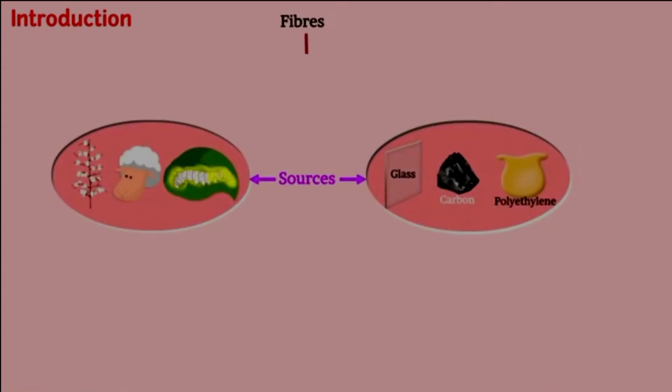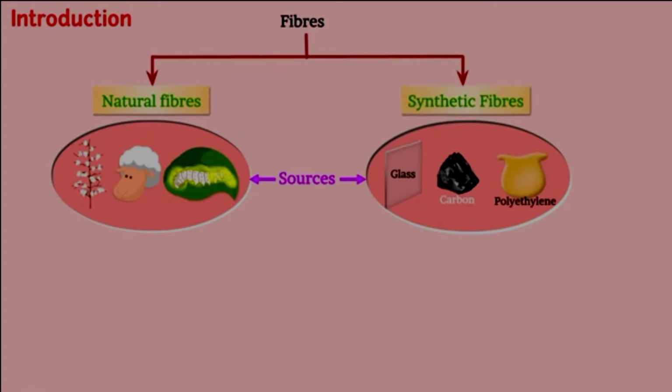On the basis of source, fibers are of two types: natural fibers and synthetic fibers. Natural fibers are obtained from plants or animals. For example, cotton, wool, silk.